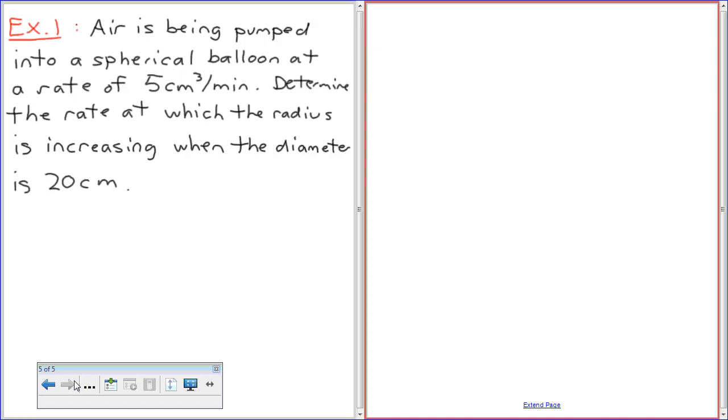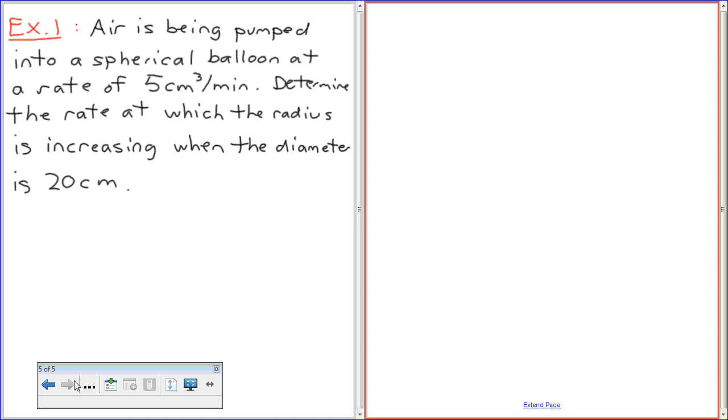Okay, so let's go through here. Let's talk about some of the variables that we're going to get into. There's a lot of stuff going on in this question. When it says air is being pumped into a spherical balloon at a rate of 5 centimeters cubed per minute, what's changing there? If air is being pumped in.